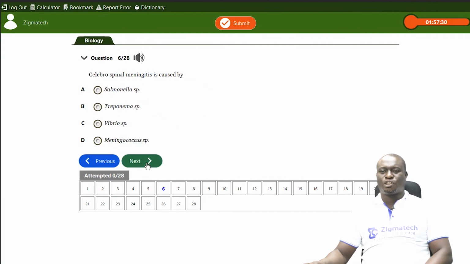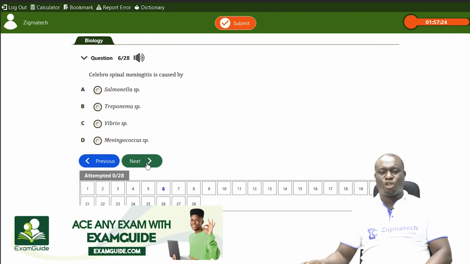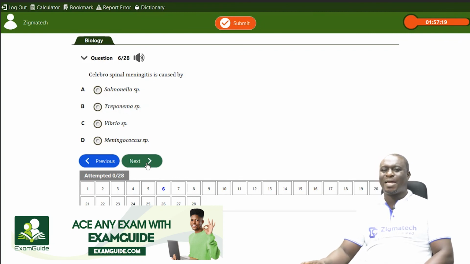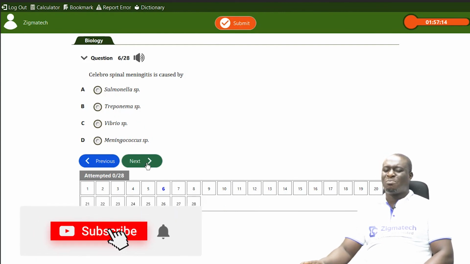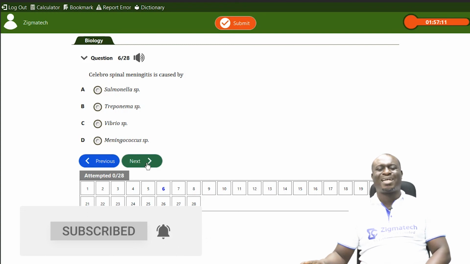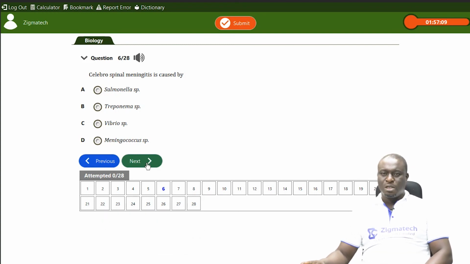Now let's take the last question here, which is cerebrospinal meningitis. I made mention of it, one of the diseases. Cerebrospinal meningitis is caused by, is it Salmonella typhi or species? Remember we said Salmonella species causes what we call typhoid fever, and that is not true. Option B is Treponema species. Treponema pallidum causes syphilis, so it is not correct. Option C said Vibrio species. Vibrio cholerae causes cholera. The correct option is Meningococcus species.